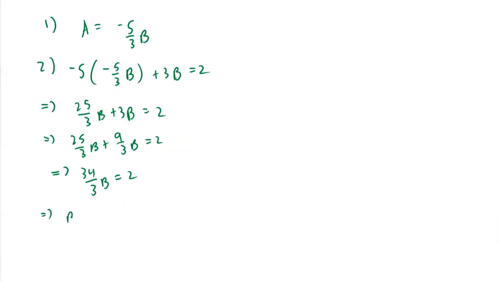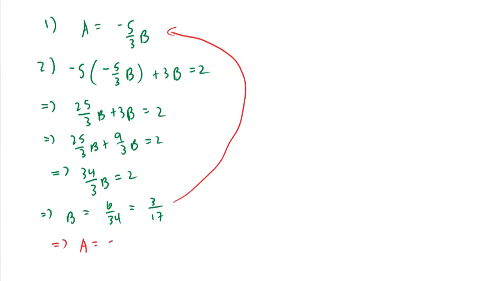And we get that b equals 6 over 34, which I think we can at least divide by 2. 3 over 17. Yeah, that works. So now we know what b is. Now we can just plug this back into the equation for a to solve for a. So a is going to be equal to negative 5 over 3 times b, 3 over 17. So let's see, the 3's cancel. So this is just negative 5 over 17.